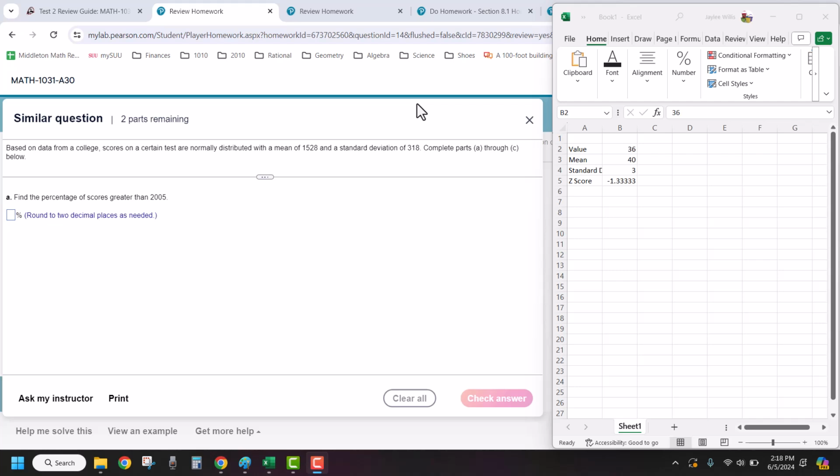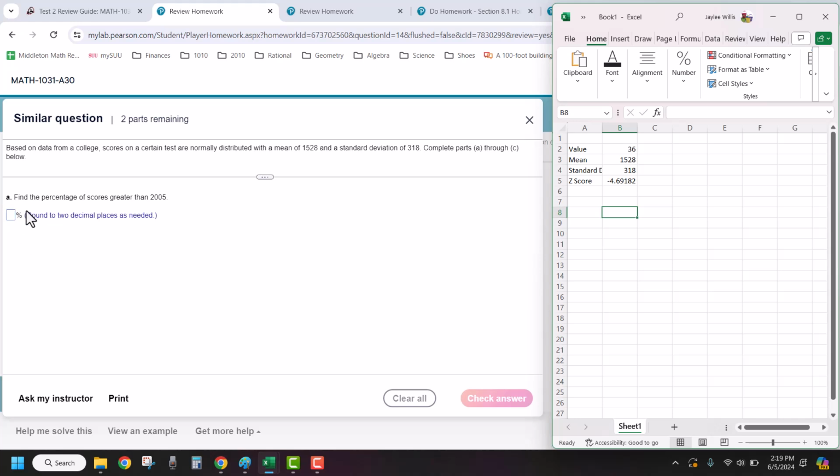So I'm going to go through question 14 on section 5.2. In this question, it says based on data from a college, scores on a certain test are normally distributed with a mean of 1,528. So in my mean box, I'm going to type in 1,528 and a standard deviation of 318. And then I'm asked several different questions.